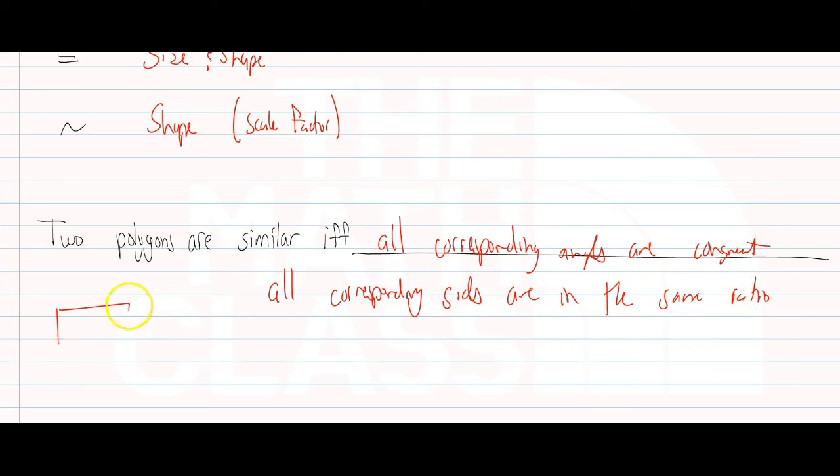So if we have a rectangle that looks like this, and we have another rectangle that looks like this, we get all the corresponding angles to be congruent. And then let's say that this is 2, 3, and 4, 6, 4, 6, 2, 3. We do have the same ratio between all the corresponding sides. 2 is to 3, just as 4 is to 6. And so that would make these two rectangles similar to each other.